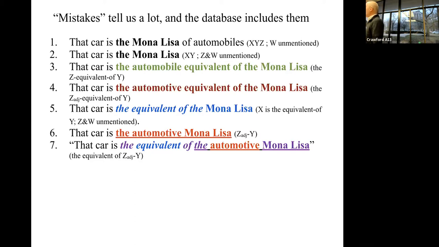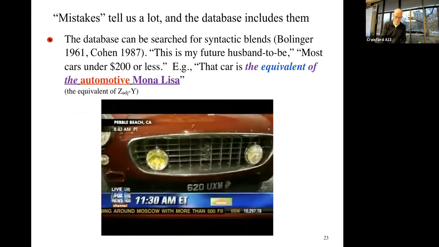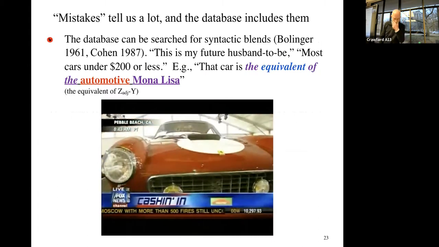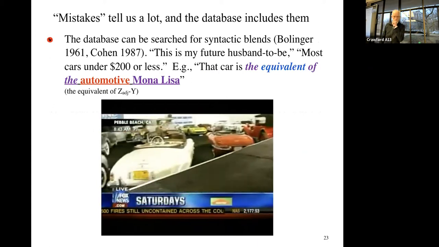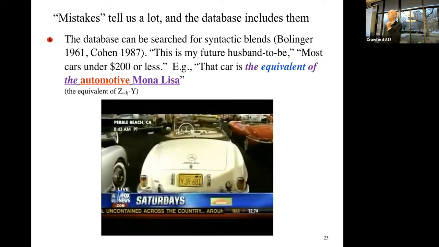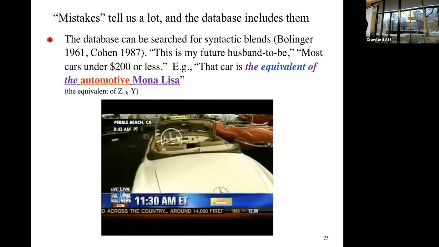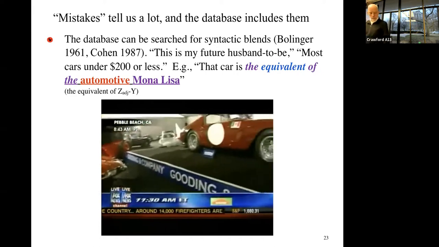Now, of course, I didn't go looking for Mona Lisa or automobiles. I looked for the grammar in Red Hen, and you immediately get things like this. Elevated this, it set a record. It elevated this industry to investor class. I mean, why go to gold when you can go to cars? That's right. You know, that car is the equivalent of the automotive Mona Lisa. It's one of the finest cars in the world.